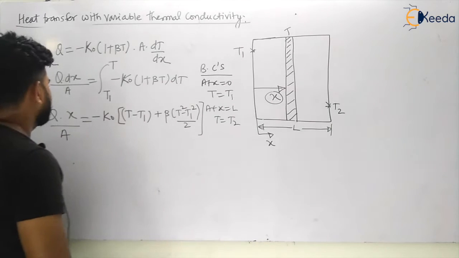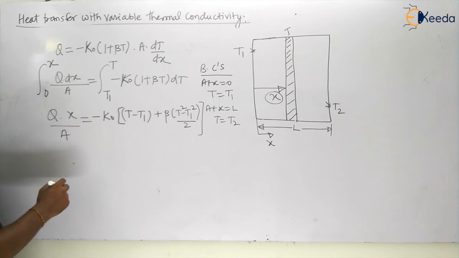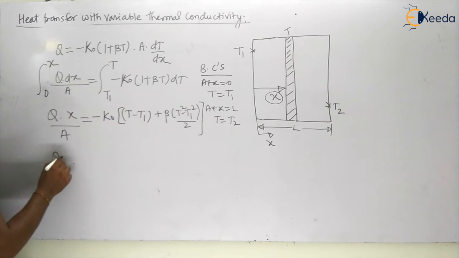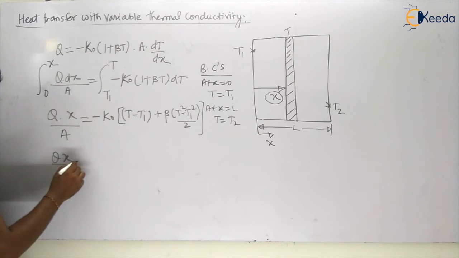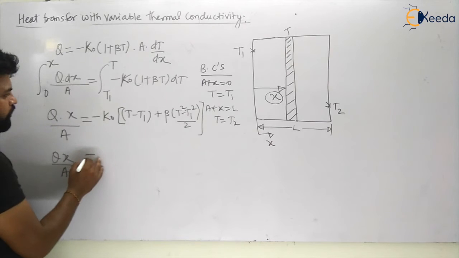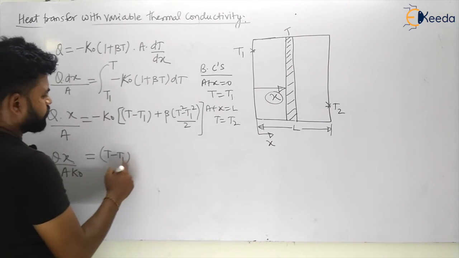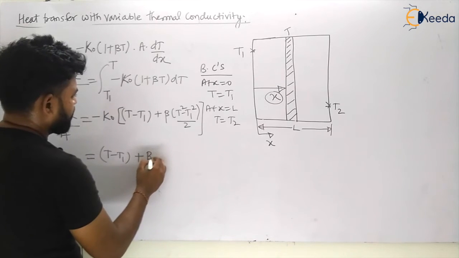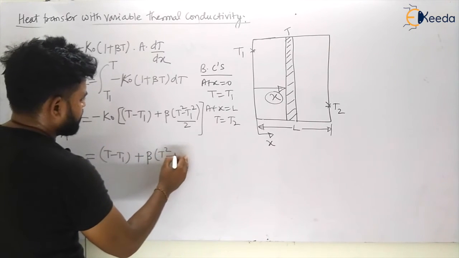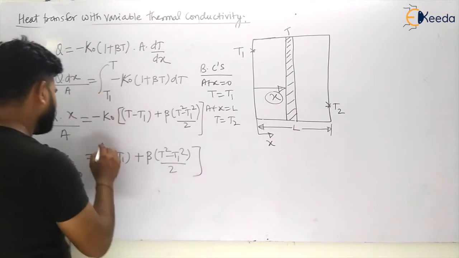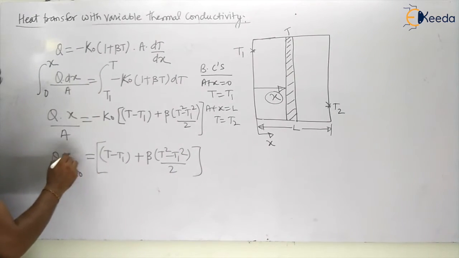Now, can you have the temperature profile? Yes, we can have the temperature profile. So what will be the temperature profile, my dear students? This will be given by Qx by A divided by K naught is equal to T minus T1 plus beta times T square minus T1 square divided by 2. So you can see the temperature profile is not linear.